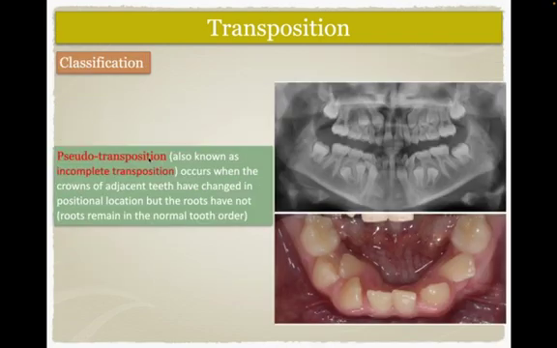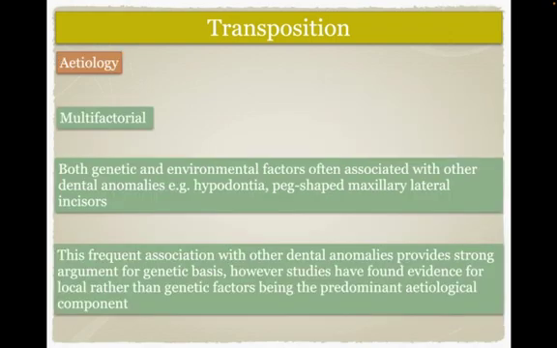While we have another one called pseudo or incomplete transposition, which occurs when the crowns of the adjacent teeth have changed their position, however the roots have not. For example, if you look here, you can see that the crown is going in this direction on the lateral, while the canine is going in this direction, however the roots are in the right place. Here we have central, canine, lateral. The crown is in the incorrect, transposed position, however the root is in the correct position, and the same here. These cases, when you have a pseudo transposition, are definitely much easier to correct compared to complete transposition.